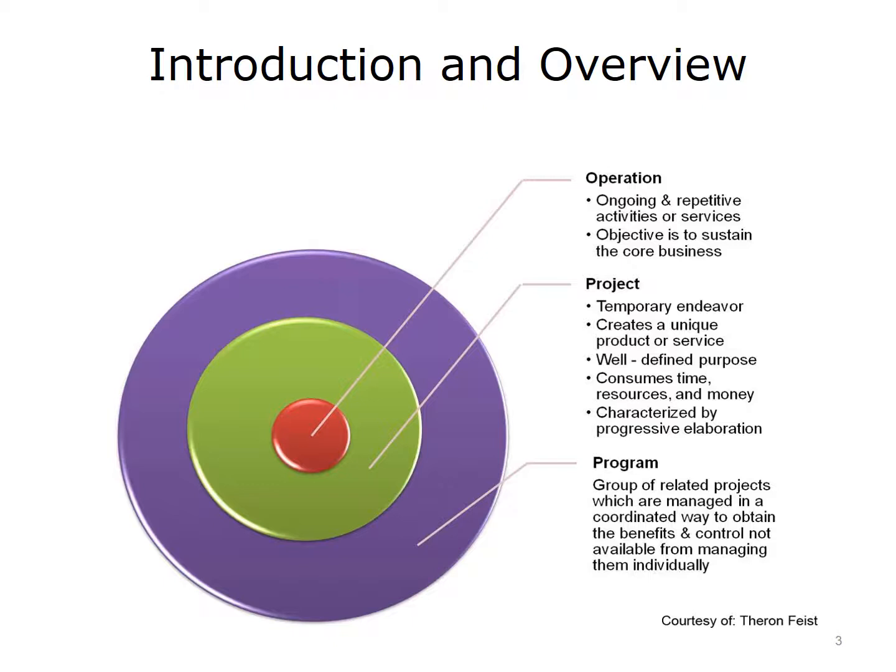Finally, a program is a group of related projects that are managed in a coordinated way to obtain the benefits and control not available for managing them individually. As indicated on the slide, an operation is the smallest level shown within the bullseye. As we work outward in the bullseye, we see projects, and then containing both other areas, the program. It's important to consider that, like snowflakes, no two projects are identical.